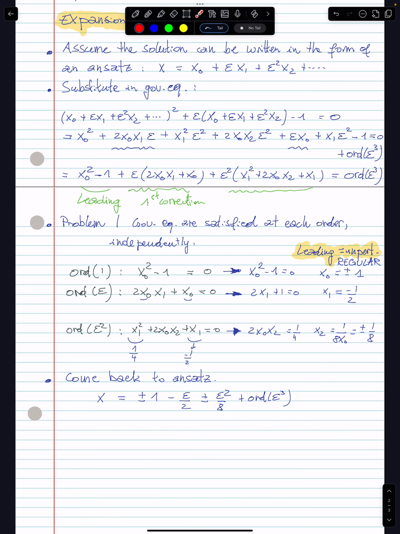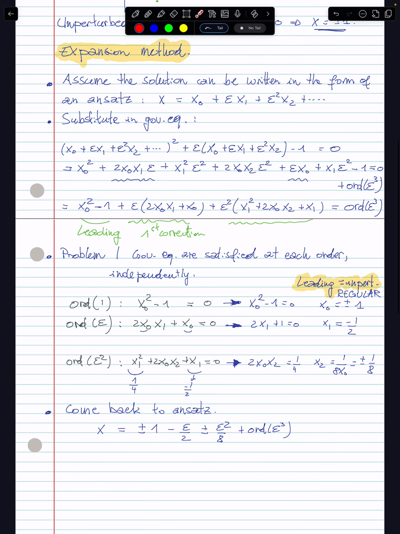That's something you could do too with the expansion method, just by keeping an extra term over here, like epsilon to the third multiplied by x3. Proceed with the same derivation here. Write here an equation at order epsilon to the third, and just realize that x3 is in fact equal to 0, no matter the value of x0. All right, and if you do so, then you get the next term, and in fact, you could keep going as long and as far as you want, and you will recover exactly the same solution.